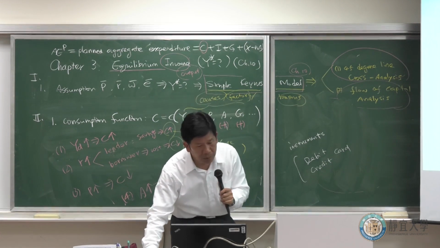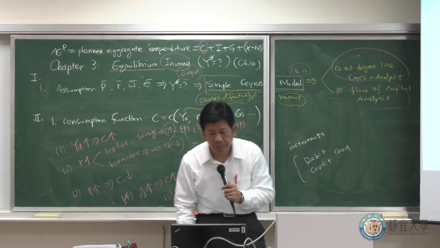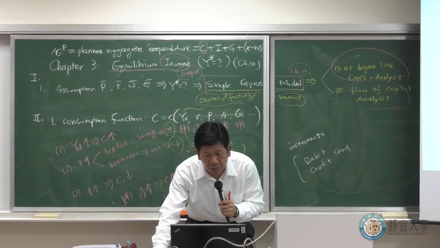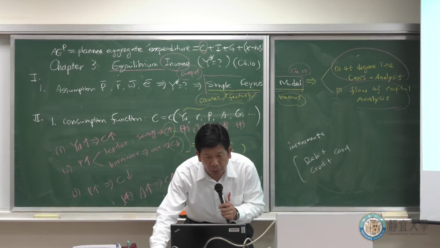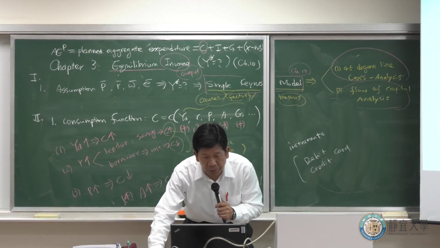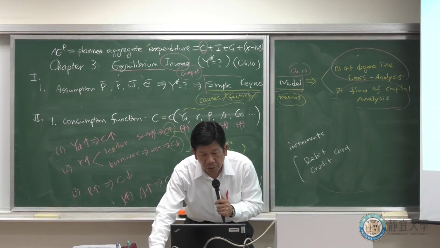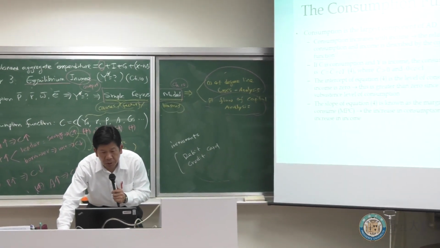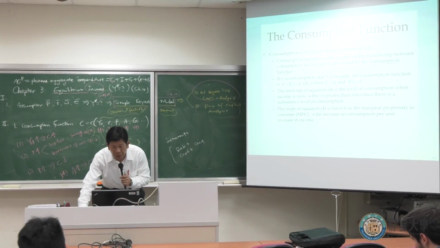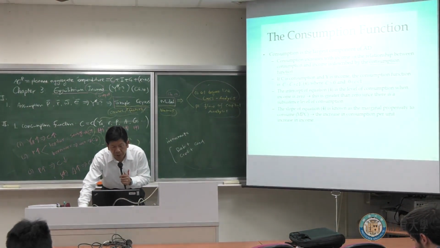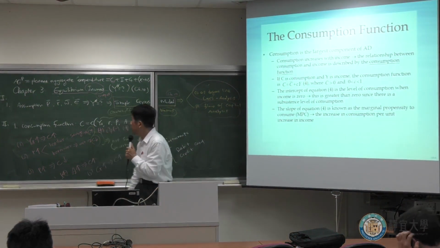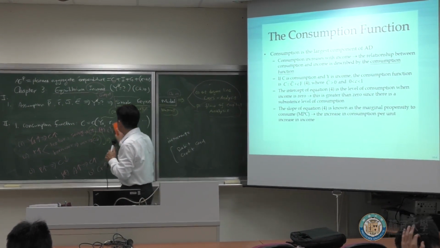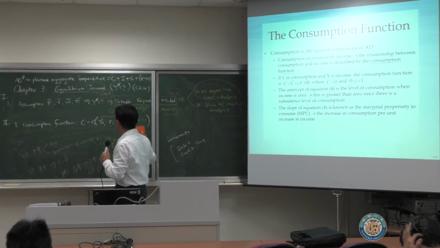Okay, so here you can see the consumption function. Consumption increases with income, and the relationship between consumption and income is described by the consumption function. Okay, so after that you can check this one.